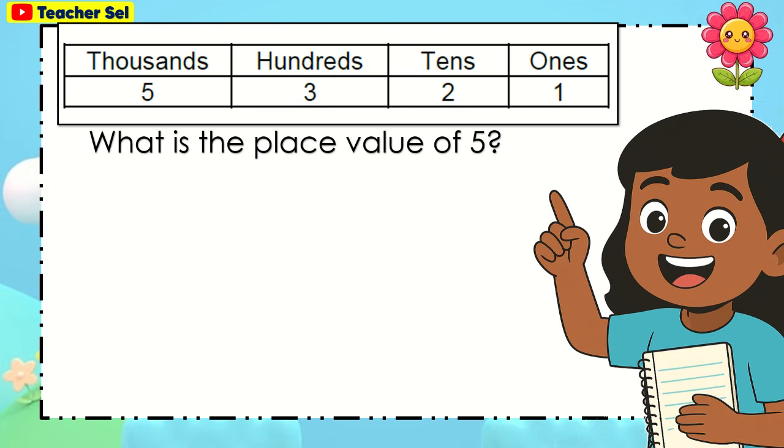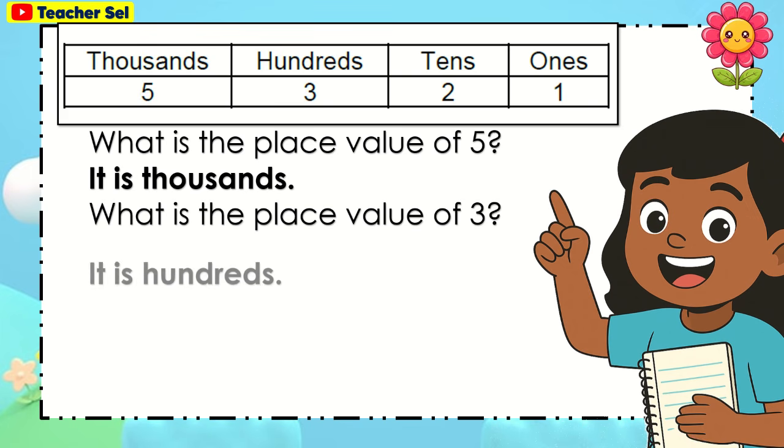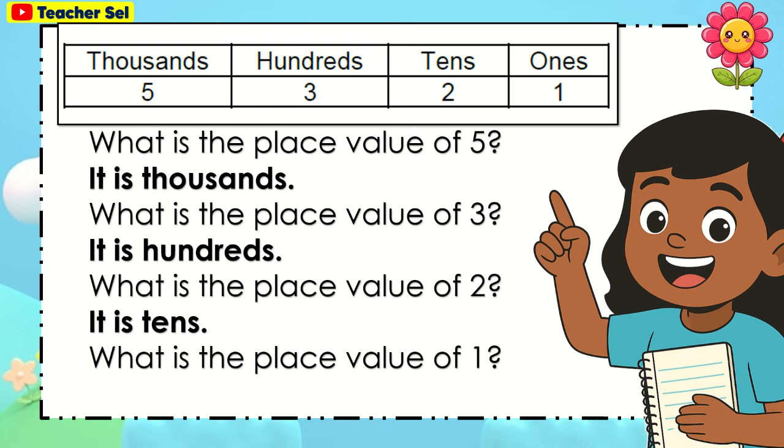What is the place value of 5? It is thousands. What is the place value of 3? It is hundreds. What is the place value of 2? It is tens. What is the place value of 1? It is ones.